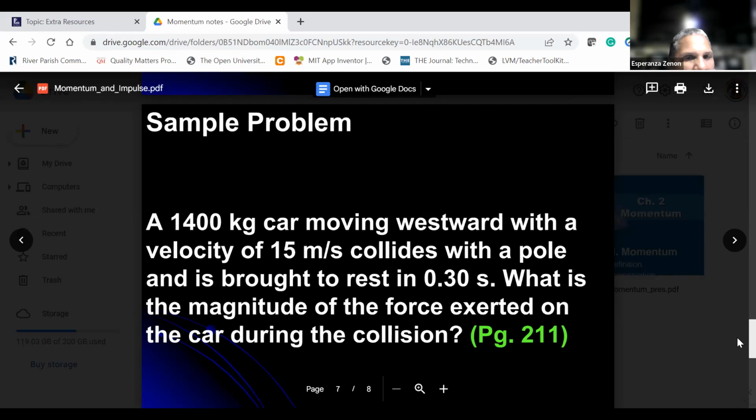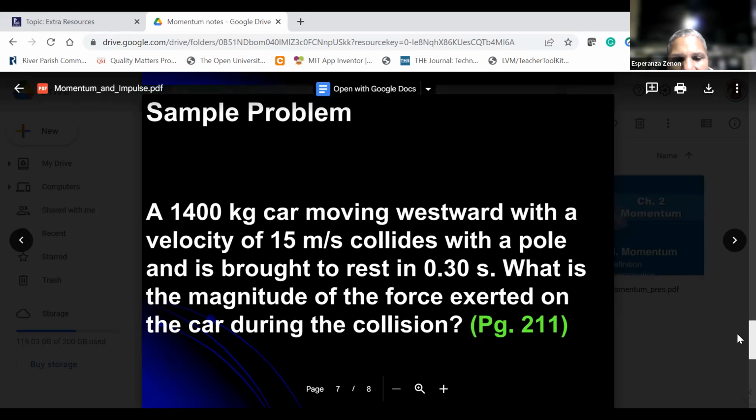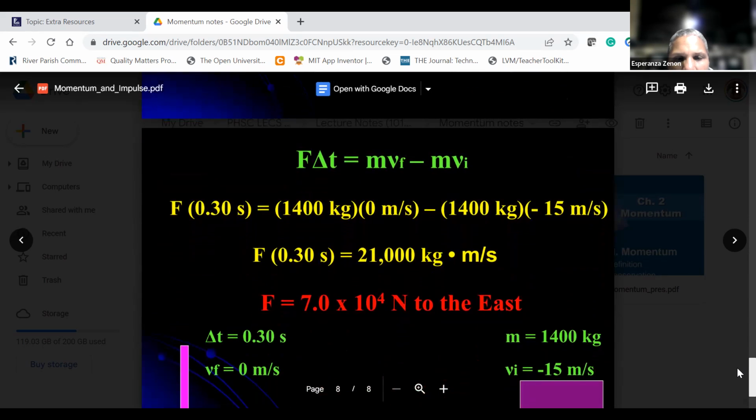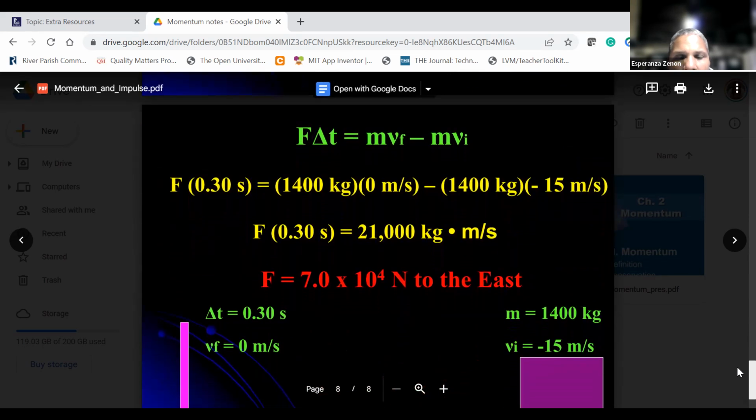Now, one thing you need to pay attention to here, 0.3 seconds is a very short time span. That's what makes collisions so deadly. They happen in an extremely short period of time, okay? And so let's see what force is generated here. So we start with our impulse momentum theorem equation.